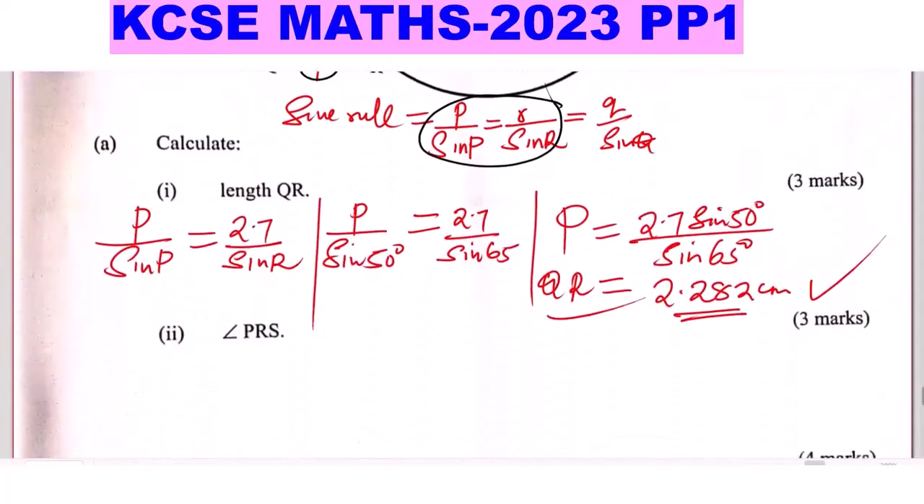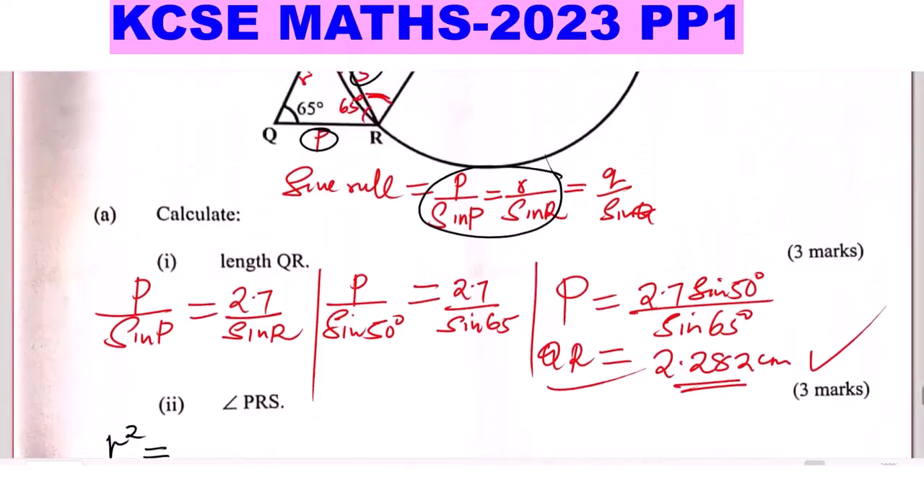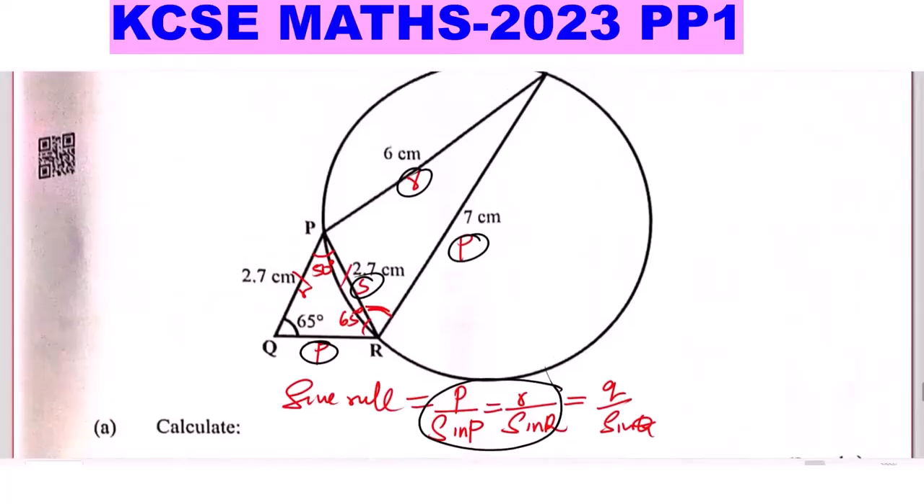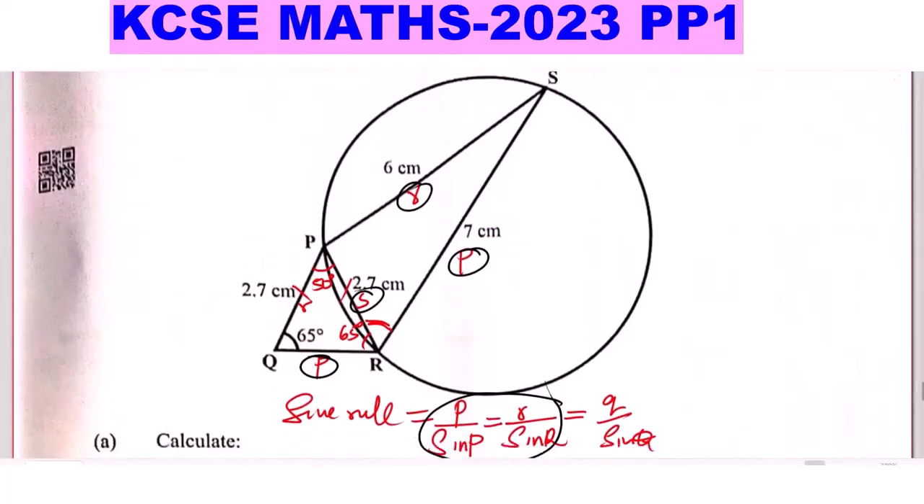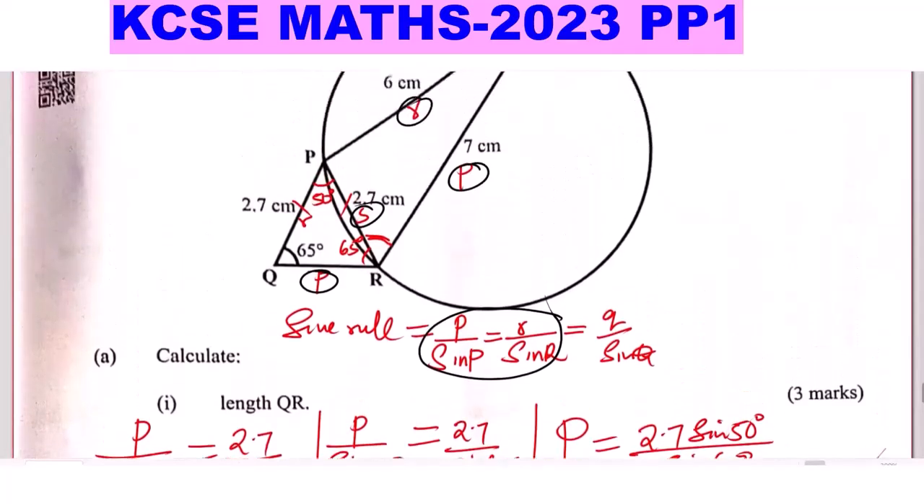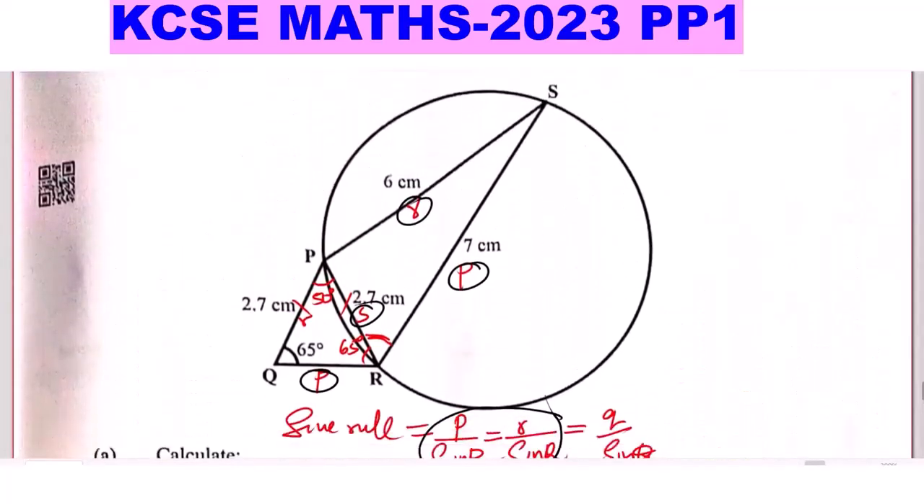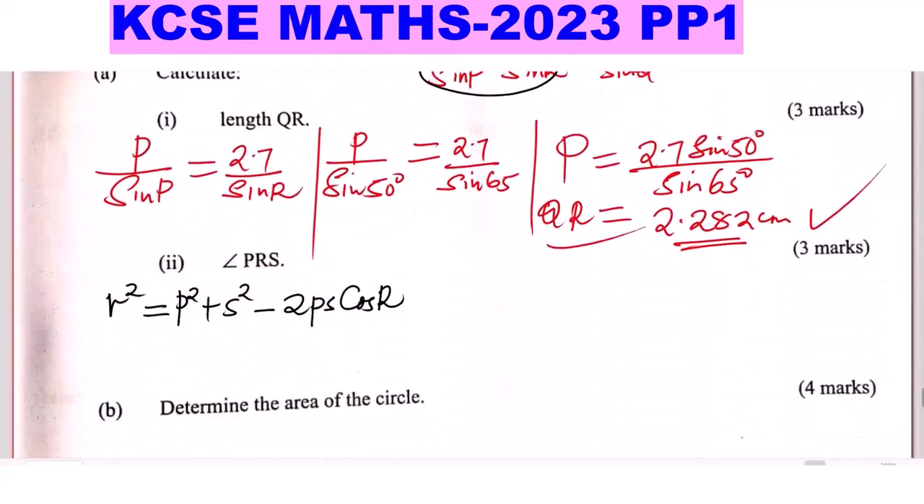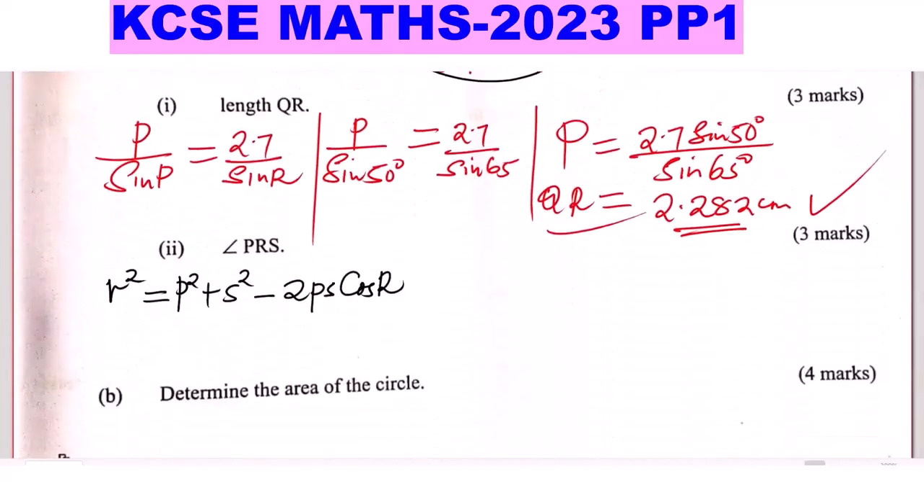R squared is equals to the sum of the squares of the other sides, which is P and S, P squared plus S squared minus 2PS cosine of the angle at R. The angle at R, that is what you're looking for. So that is how you go about the cosine rule. So let's substitute these figures.